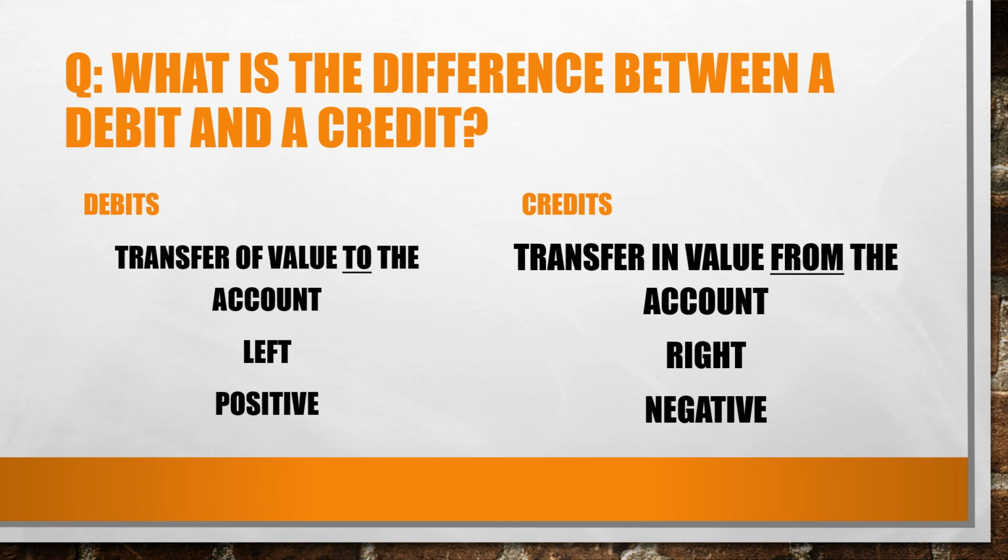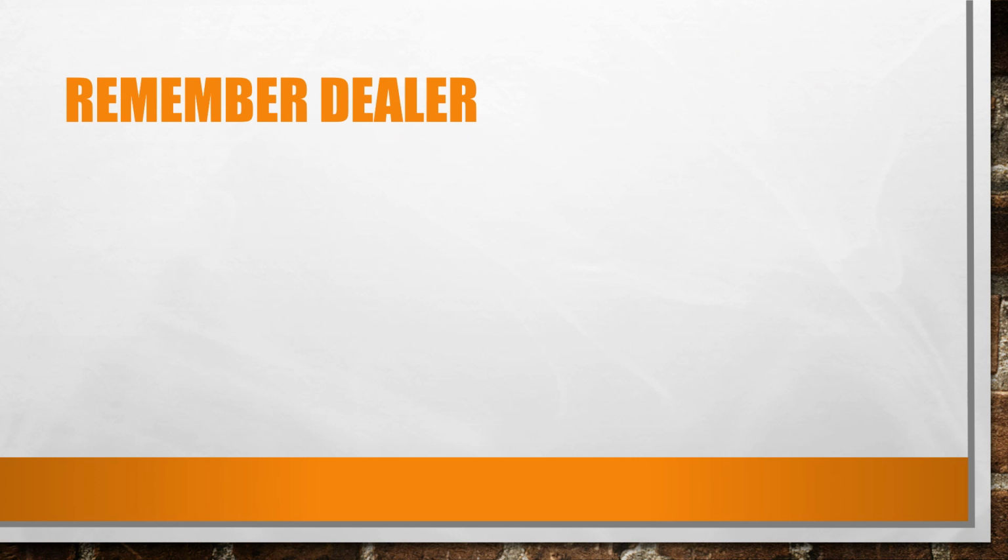Then you need to know how they actually affect the accounts. The way to do that is to remember the phrase DEALER and actually run through what DEALER means. I'll show you what that is. So debits increase 3 things, and that is the first 3 letters of DEALER.